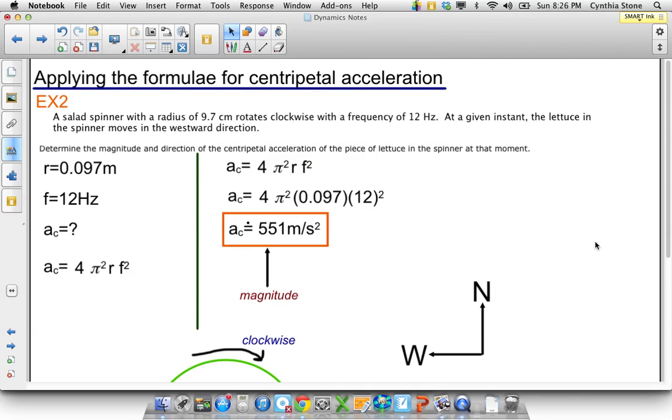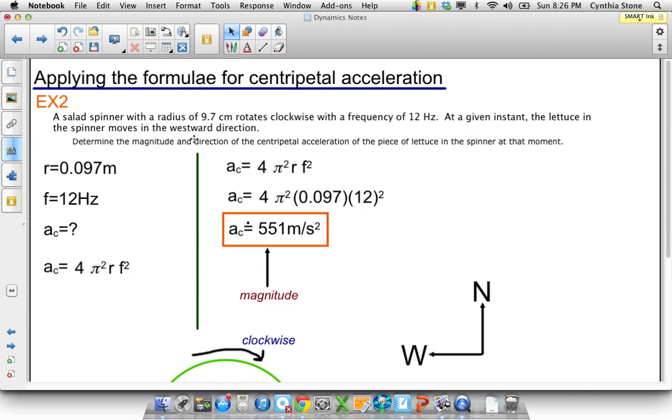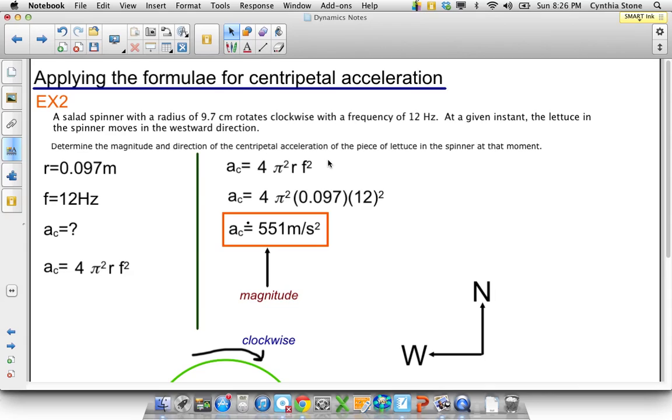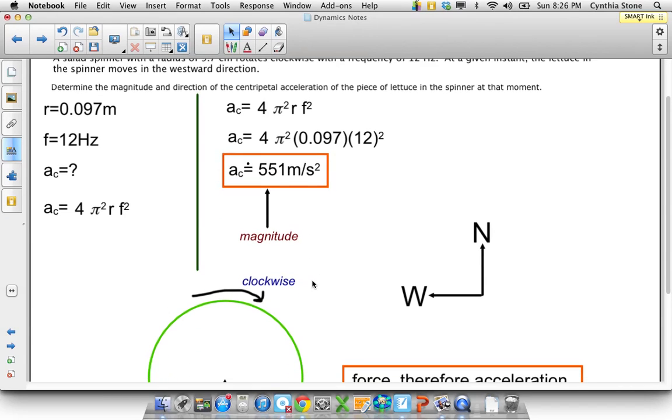Okay, so a salad spinner with a radius of 9.7 centimeters rotates clockwise with a frequency of 12 hertz. Say at a given instant the lettuce is moving west. So you're looking down on it, it's moving west. So we want to first find the centripetal acceleration, and then we want to find at that particular instant when the motion is west, what's the direction of the force or acceleration. Force and acceleration will be the same direction. So we know the radius, we know the frequency, we solve for AC, very simple.